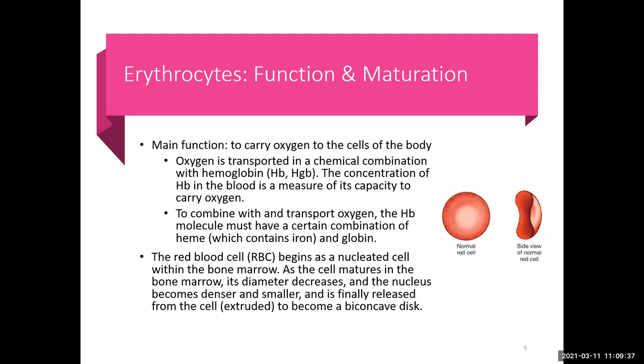The red cell begins as a nucleated red blood cell in the bone marrow, which is what we saw a little bit on the last slide. It didn't really show the nucleated portion, but it begins as a nucleated cell. And then as it matures, the size of the cell will start to decrease and the nucleus becomes a little bit denser and smaller. And then finally the nucleus is released from the red blood cell. And then the red cell itself becomes a biconcave disc. So it's got a little bit of indention on both sides, sort of like a donut. And you can see that depicted in these pictures.